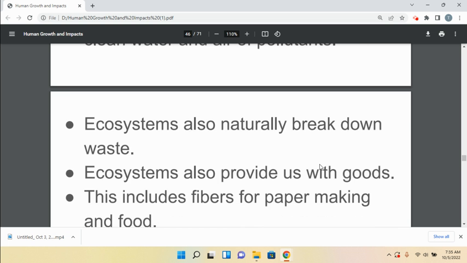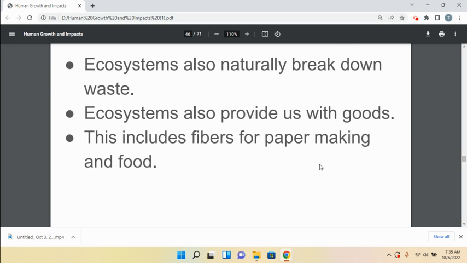Again, we also get goods from our ecosystems. These are things that we literally use in our day-to-day life, like fibers for making paper. We need to have trees, paper. Ecosystems provide us with those trees.